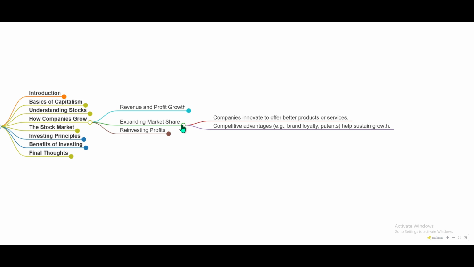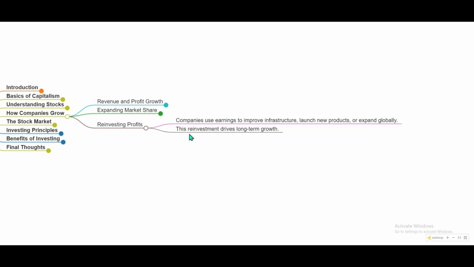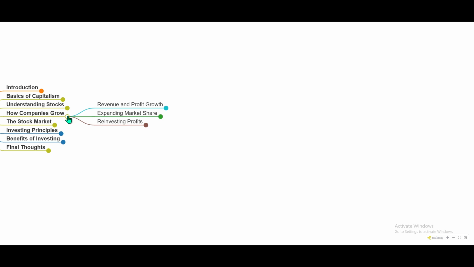Then reinvesting profit is also one of the ways in which companies grow. The companies use earnings to improve infrastructure, launch new products, and expand globally. This reinvestment drives long-term growth. A company makes profit, then reinvests, then makes profit, reinvests. This is how they grow and become $1 billion companies, $1 trillion companies.